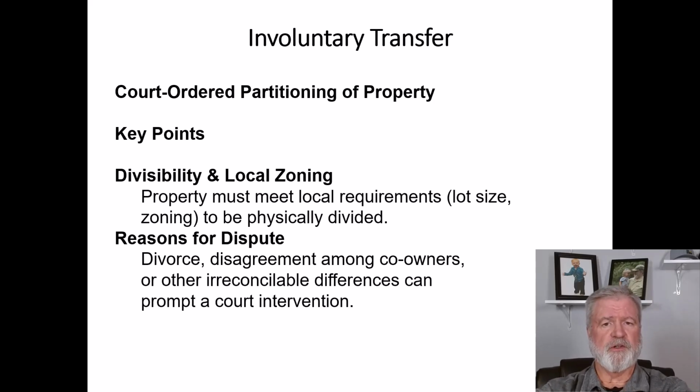Some key points under this partitioning of the property. Y'all, there's what we call divisibility and local zoning, where the property must meet local requirements. Y'all, the lot size, zoning, and stuff like that. But some of the reasons for disputes: divorce, disagreement among co-owners, or other irreconcilable differences, can prompt the court intervention. Y'all, people, co-owners can't get together. They can't agree on what to do and how to do it. Then the courts will have to intervene.